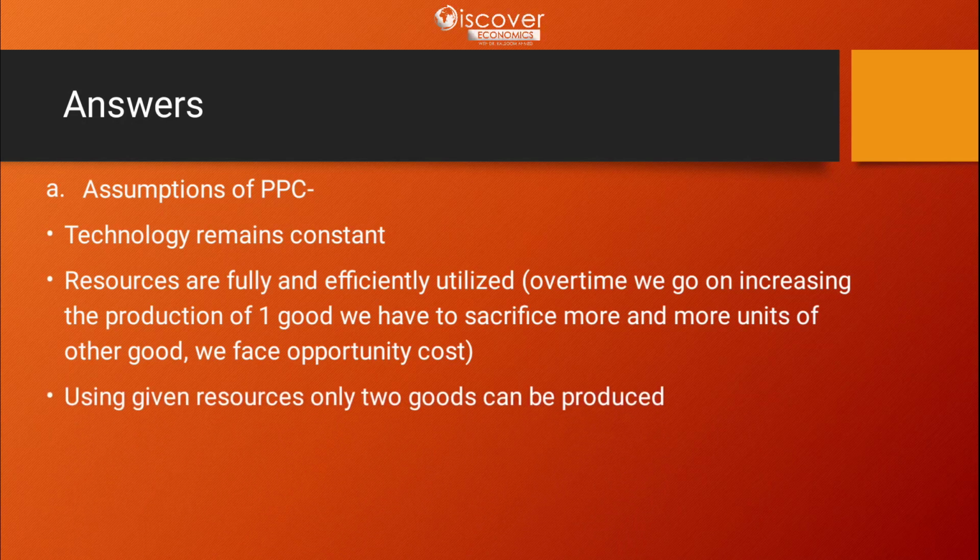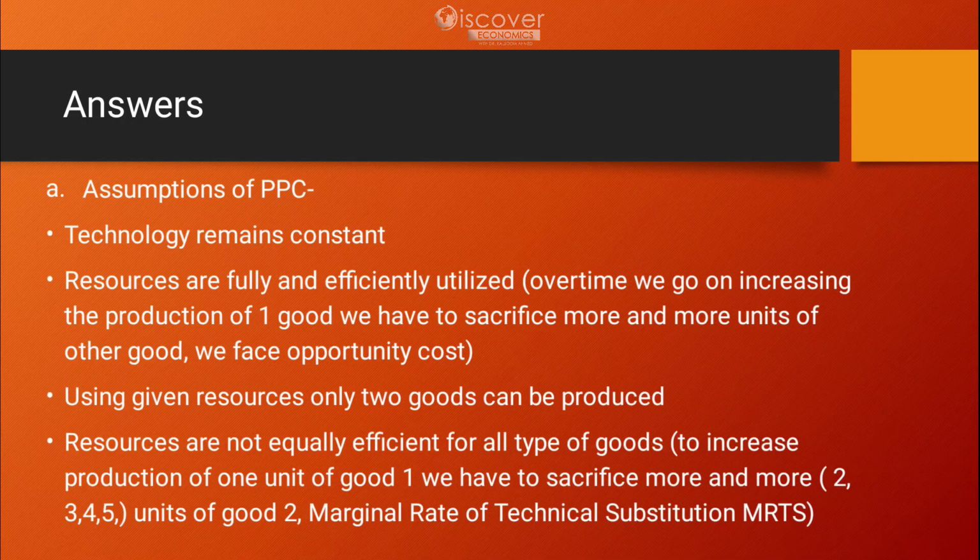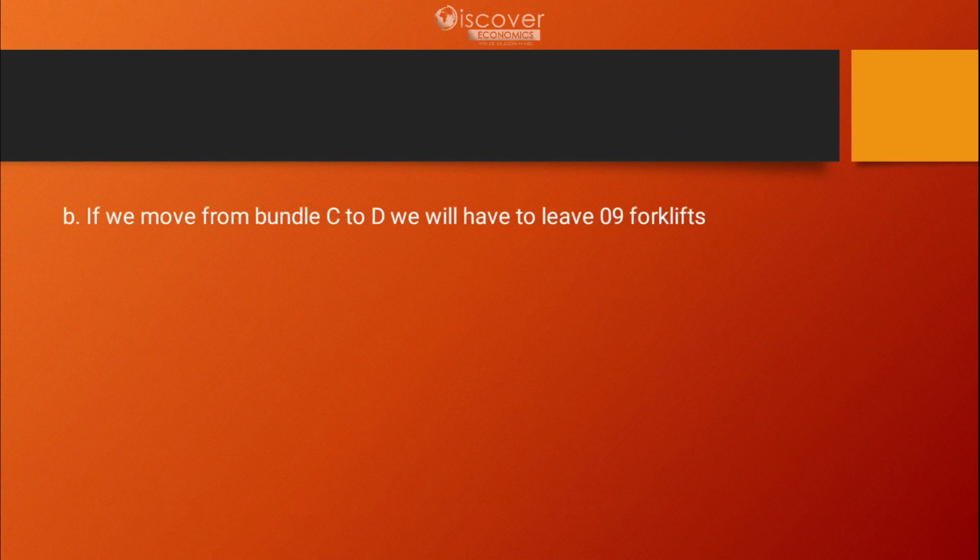Using given resources, only 2 goods could be produced. So on the PPC we have to assume this also. Resources are not equally efficient for all types of goods. To increase production of 1 unit of good 1, we have to sacrifice more and more items of good 2. So this tells us the marginal rate of technical substitution, that is, how we are switching resources from the production of one item to another item. Let's see what the others are.